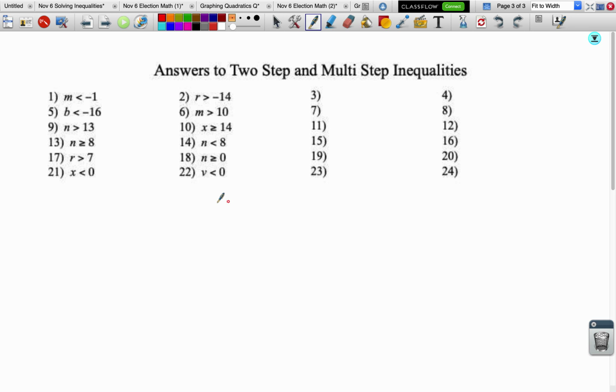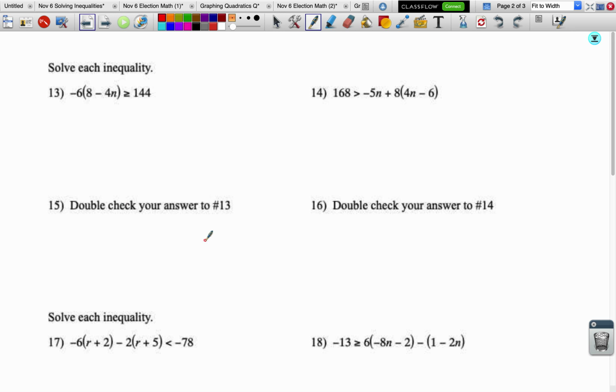Let's check the answer key real quick. Yep, v is less than 0. Answer key always at the end of these documents.